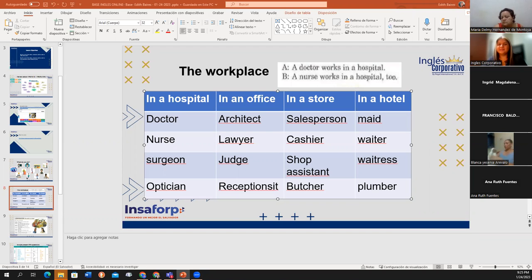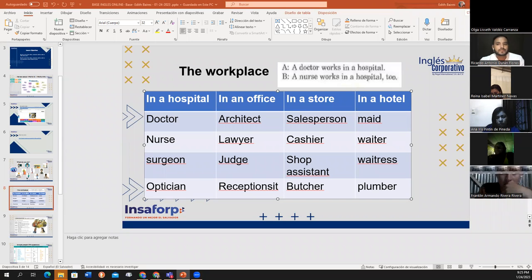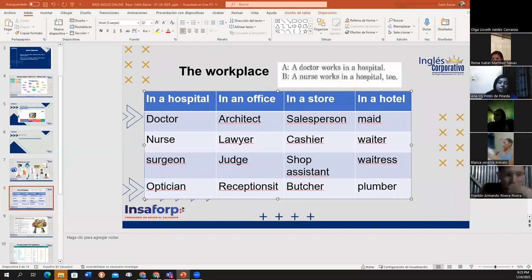Ingrid Magdalena, where do you work? Oh, I already asked, right? Okay, Marina, where do you work? You are studying? Okay. Ricardo Antonio, where do you work? An office. Okay, good.